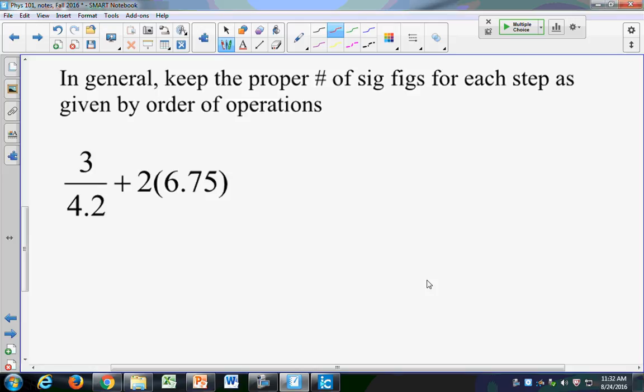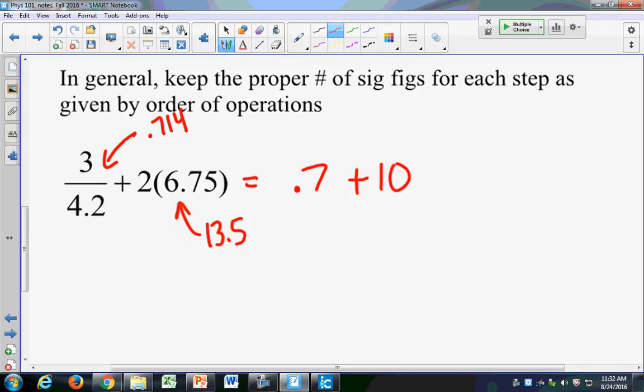So 3 over 4.2, that is 0.714. And 2 times 6.75, that's what, 13.5. So I'll rewrite this as 0.7 plus what? 10, right, just keep one significant figure. And then that would be 10.7, but I would rewrite that as not 10, but 11 because it has a 7 on it.